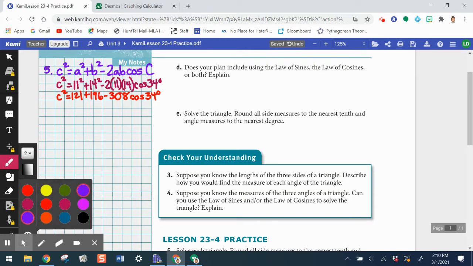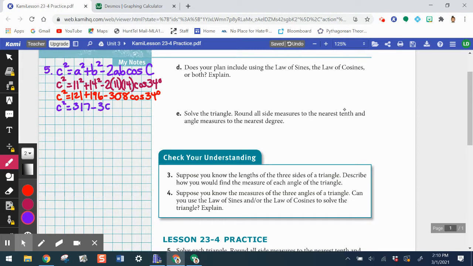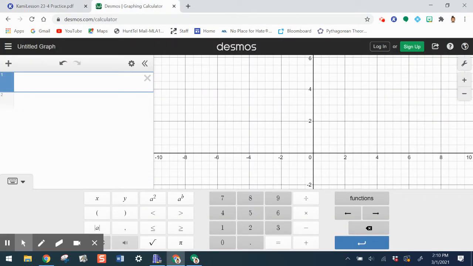So we're going to go and add 121 and 196, and we get 317. So at this point, I know if I multiply 308 times the cosine of 34 degrees, I'm going to get a decimal. And so to avoid rounding throughout the problem, I'm going to go ahead and key this entire expression into our calculator. So 317 minus 308 times the cosine of 34.